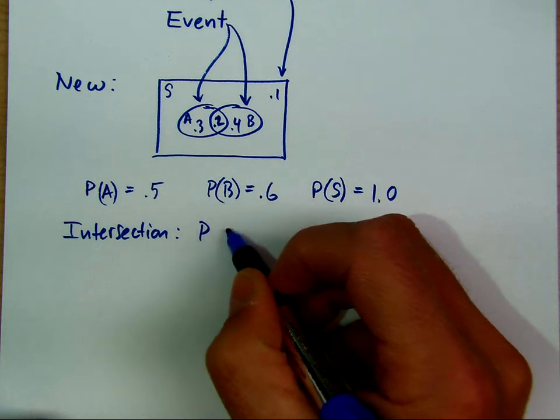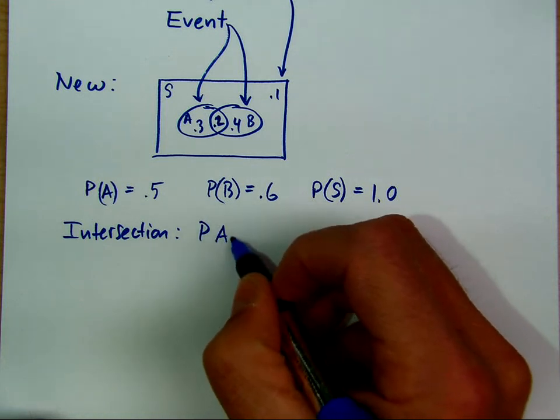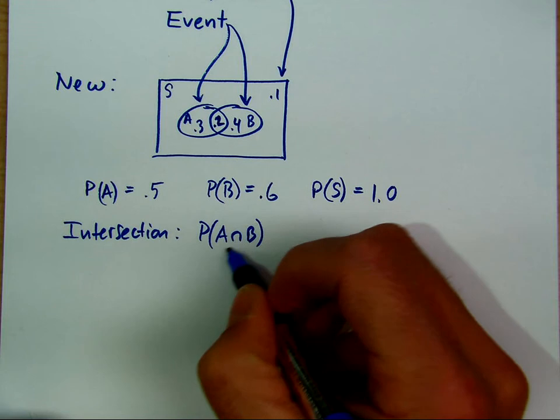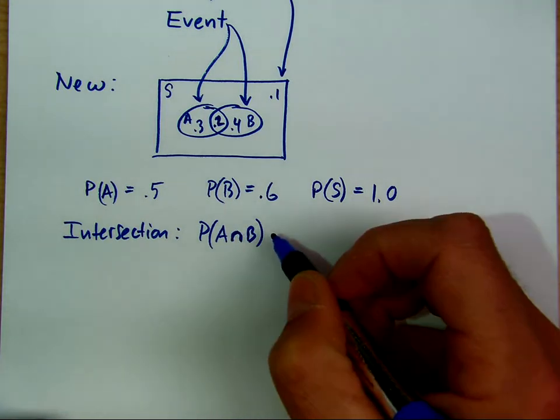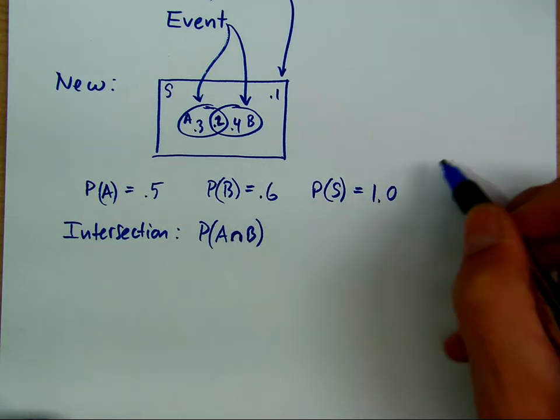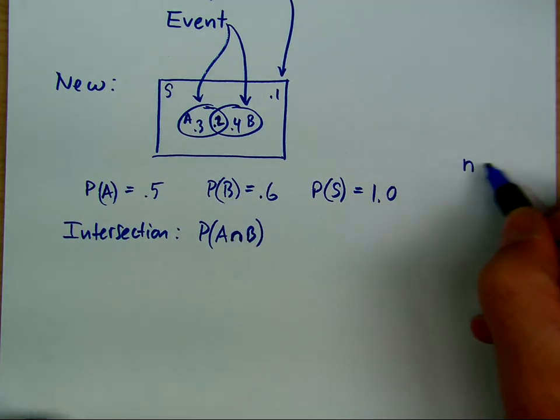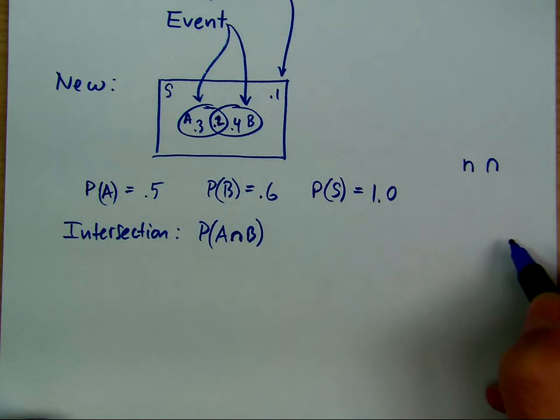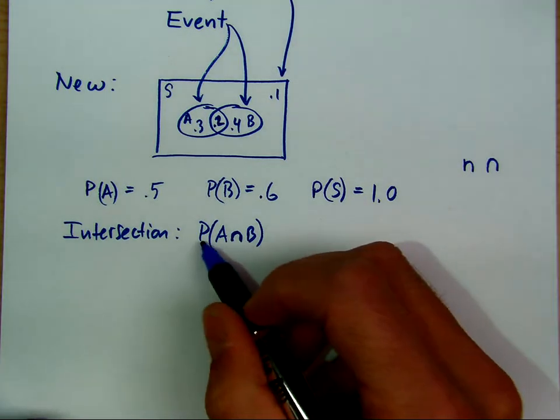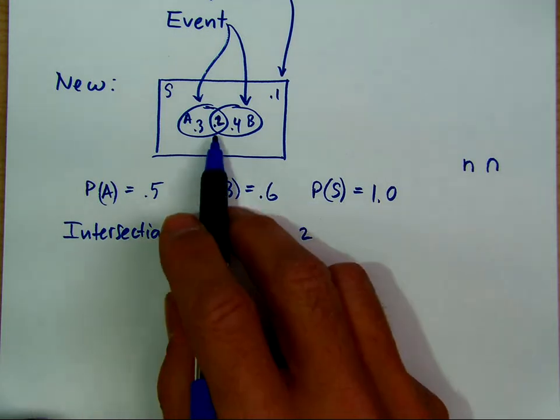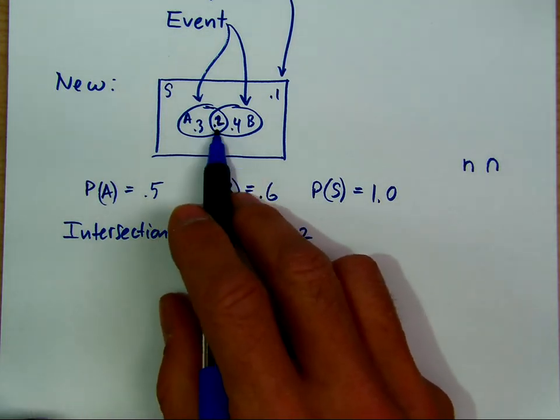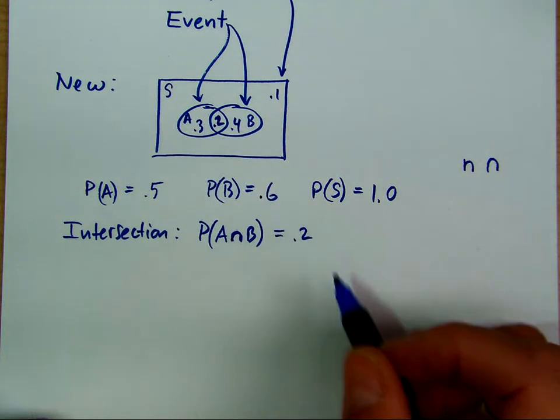The notation for intersection is an N, or an upside down U. There's no line on it though. We don't write it like this. We just write it like that for intersection. So the probability of the intersection is 0.2. The intersection is the region common to both events.